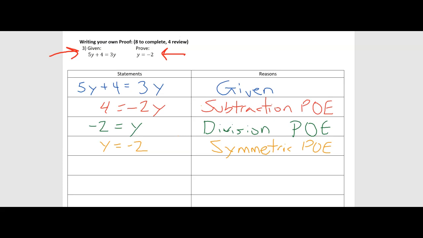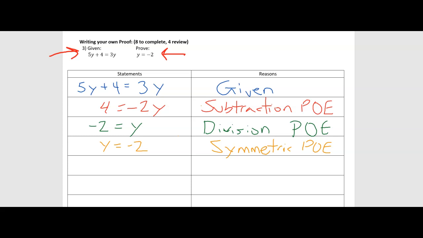All right, so I put the work up, and now we're going to talk through it. As usual, in your proofs, you're going to start with whatever is given to you. So we were given the equation 5y plus 4 equals 3y. That's going to be our first statement. That's going to be what we're working from. And the reason for that, right, is just given. That's kind of a freebie. You don't have to think of any special reason, property, theorem, definition. You can just write given.